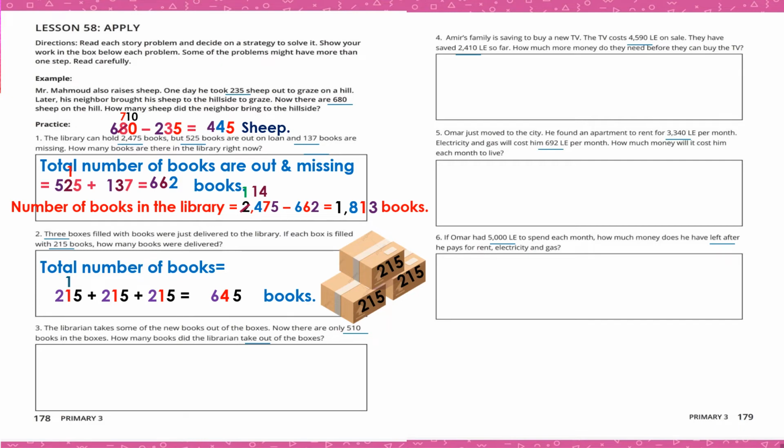Here we have 645 and 510. So the number of books out of the boxes, 645 minus 510. Ones with ones, 5 minus 0 equals 5. 4 minus 1, can you take 1 from 4? Yes, equals 3. 6 minus 5, 1. So the result, 135 books.